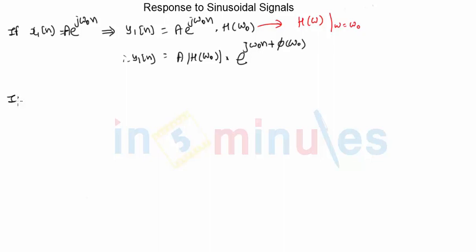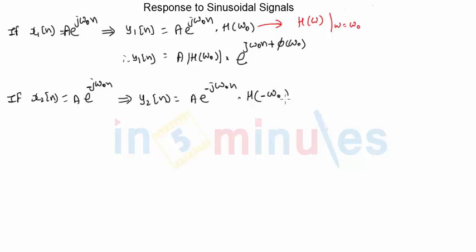Similarly, if I now take the second signal, which is also a complex exponential signal but slightly different, A e^{-jω0n} this time. So there's a minus sign here which is different from the previous signal. So what will be my output in this case? Output in this case will be A e^{-jω0n}. Same input comes at the output side, and this time we will multiply with H(-ω0).